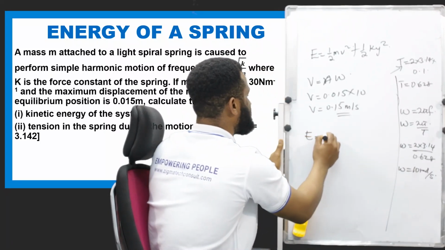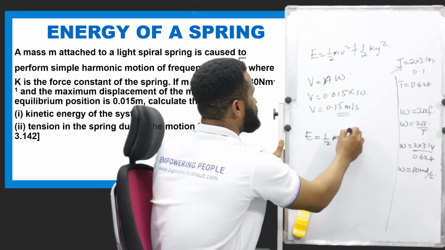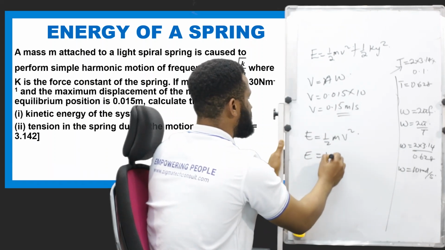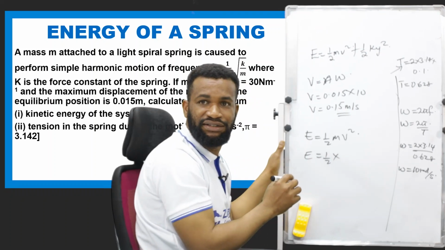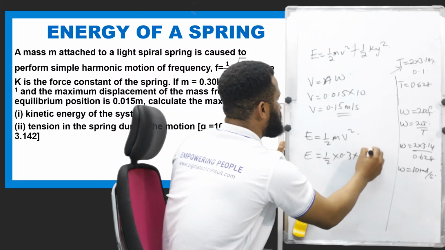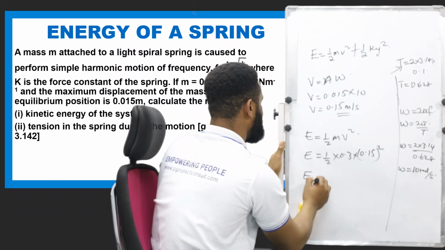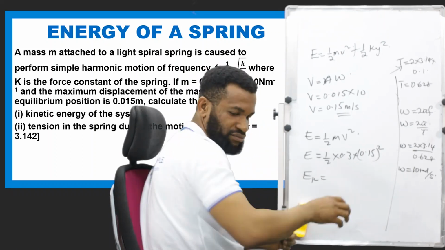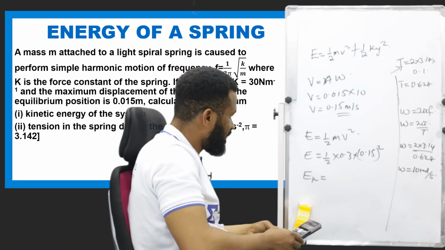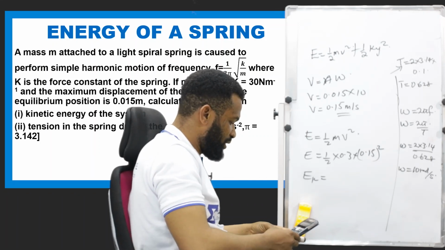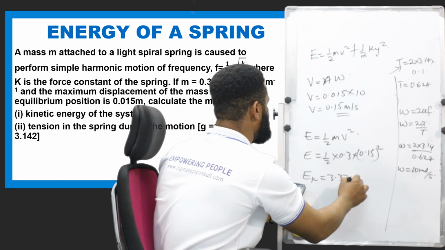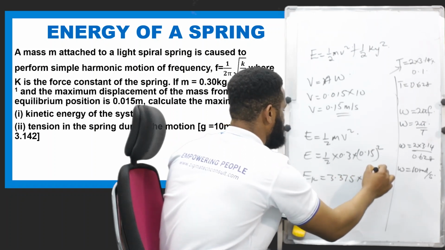Now, kinetic energy is given as 1 over 2 mv squared, and V is already given to me. So kinetic energy is going to be half times the mass, which is 0.3, times V, which is 0.15, all squared. So kinetic energy is 0.15 squared times 0.3 divided by 2. So I have 3.375 times 10 raised to the power minus 3 joules.